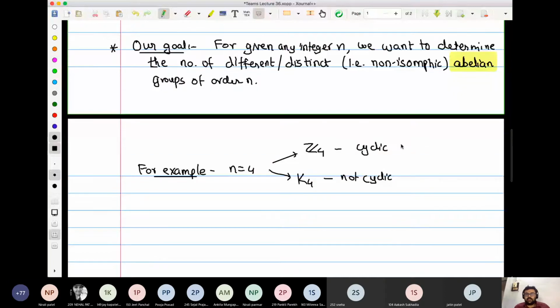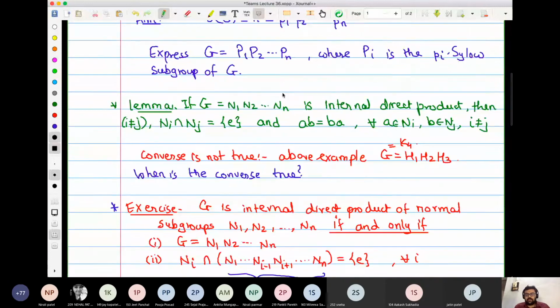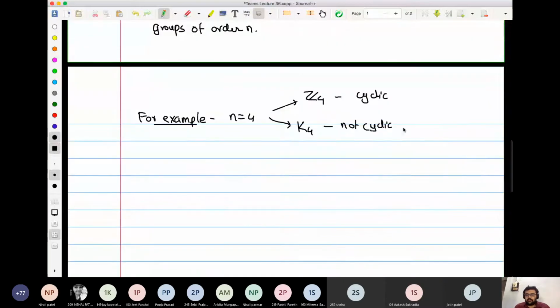If I try to generate it with A, A squared is identity, B squared is also identity, and C squared is also identity. So it does not generate. A cubed, A raised to 4 is E. So you cannot generate by A, by B, or by C. So that is a non-cyclic abelian group.